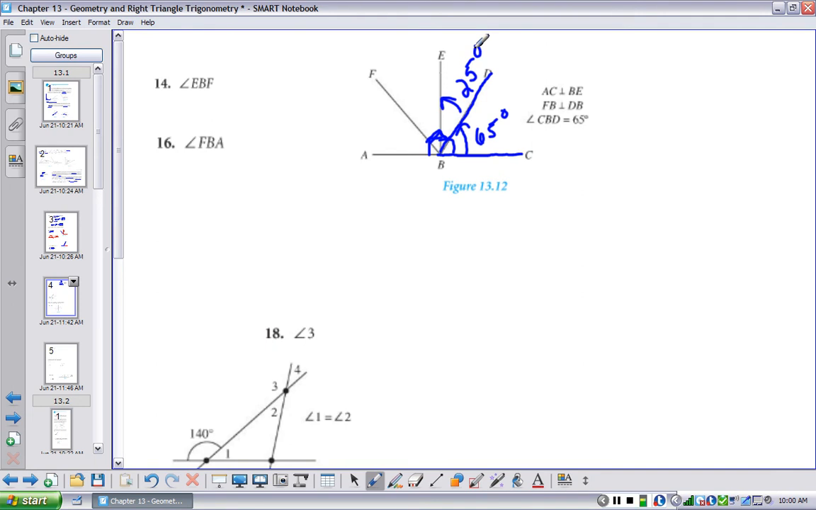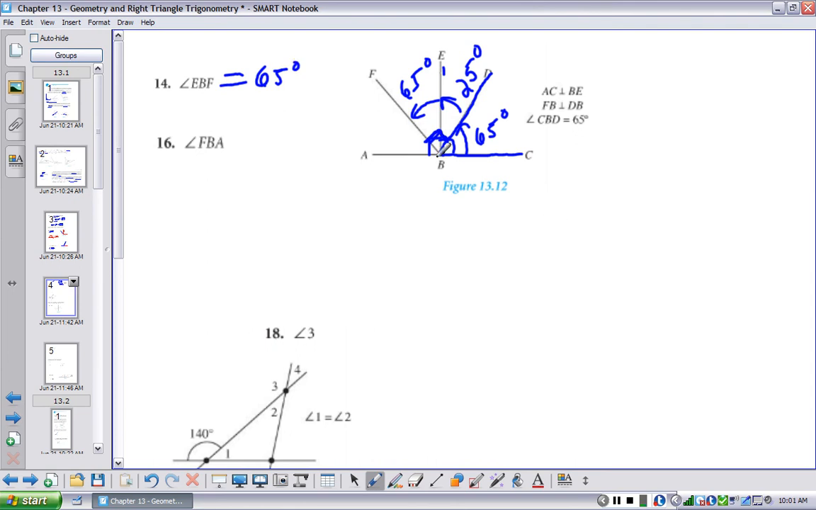Now, we know that BF, or FB, and DB are perpendicular, so they form a 90-degree angle. So this angle EBD is 25, so this angle here has to be 65 degrees. So the angle EBF is 65 degrees. Okay?